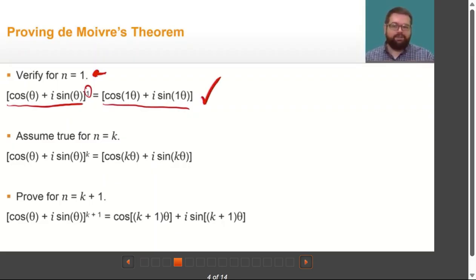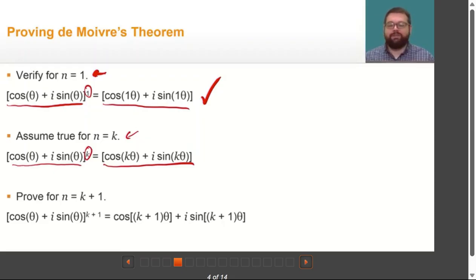The second step is to assume the theorem to be true when n is equal to k. The theorem is expressed as the cosine of theta plus i times the sine of theta raised to the power of k will equal the cosine of k times theta plus i times the sine of k times theta. And this statement is assumed to be true.